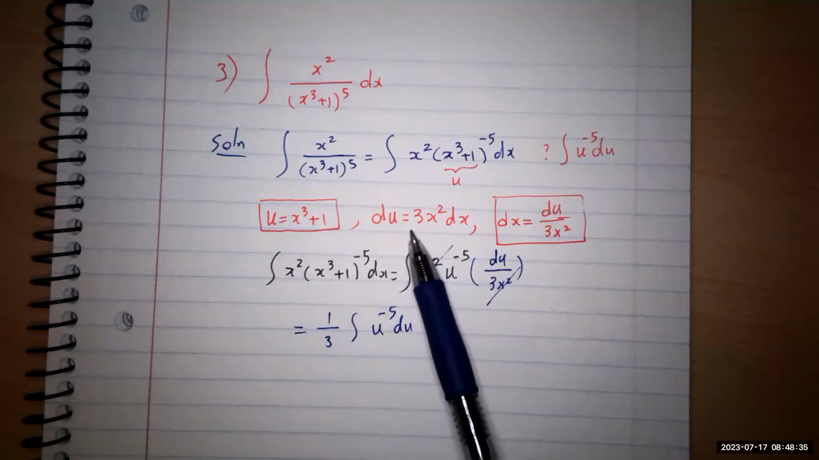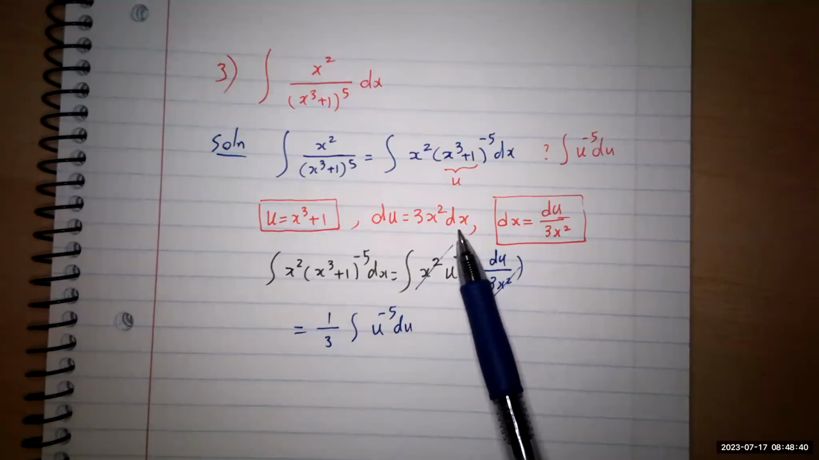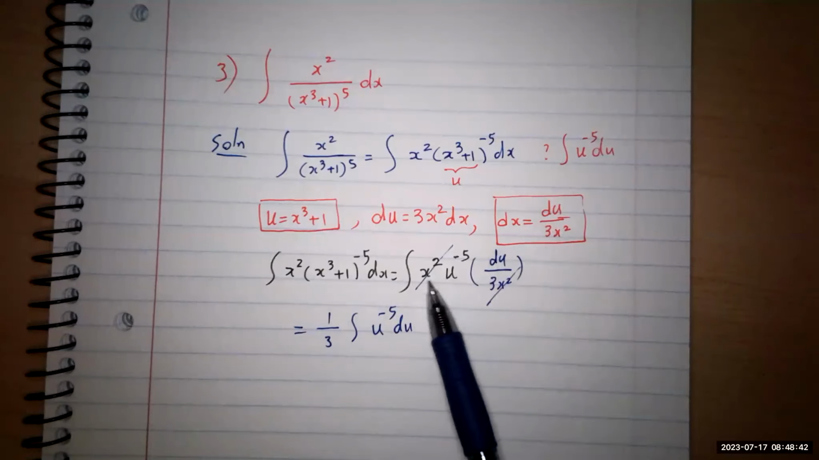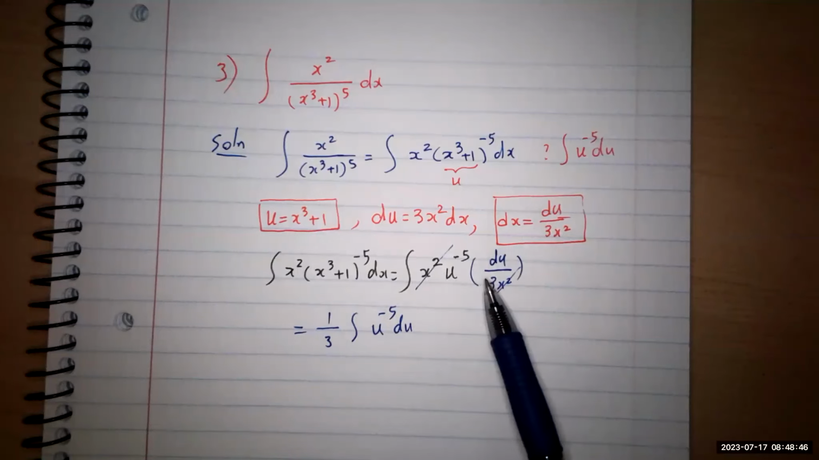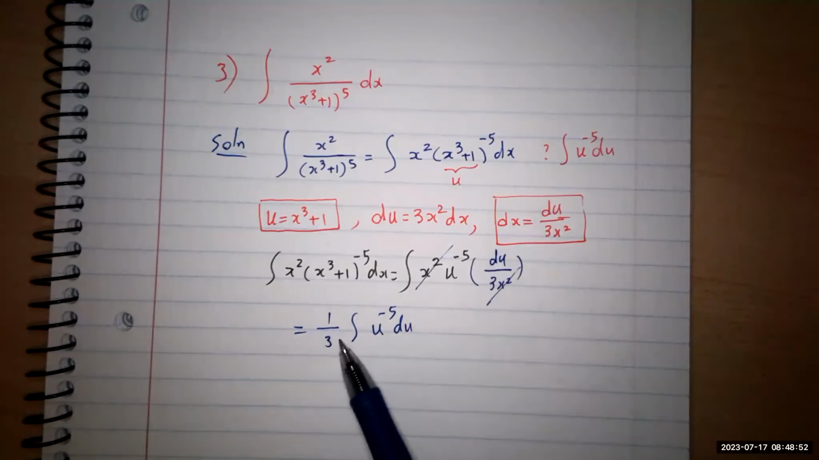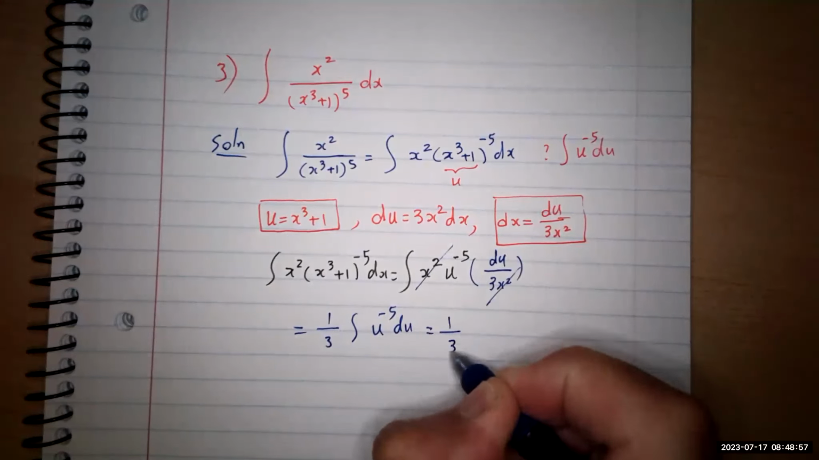You see, that's going to be your du is 3x squared times dx. We find the dx. When you substitute, x squared and x squared will be canceled out. Otherwise, you'll be in trouble. Then the leftover is a number, 1/3. 1/3, you put it out. Now the rest, just the power rule, is a 1/3.